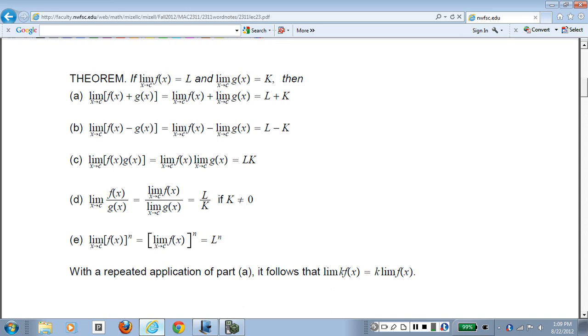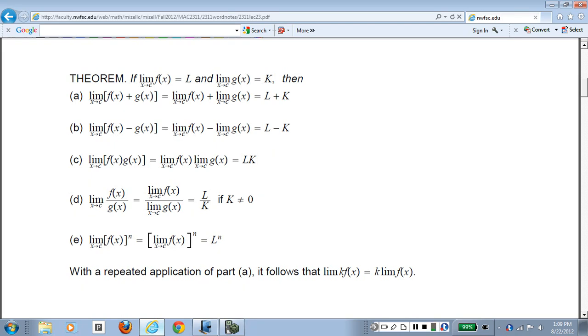If it's the sum of expressions, if we could say the limit of a sum is equal to the sum of the limits, that would be great. If we can write a more complicated expression as the product of simpler expressions that we could handle a little bit better, if we could say the limit of a product is equal to the product of the limits, that would be great. Well, we can just about say that in a lot of cases.